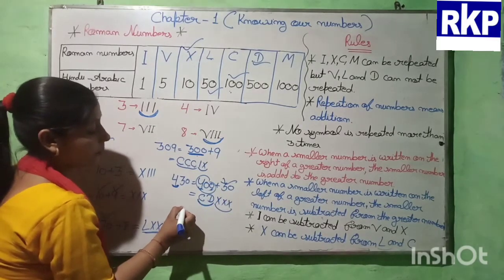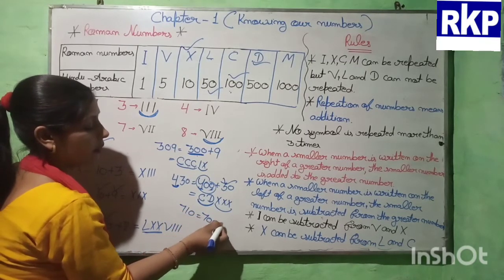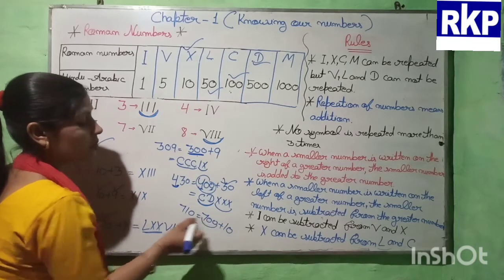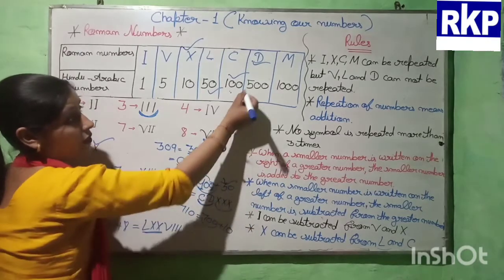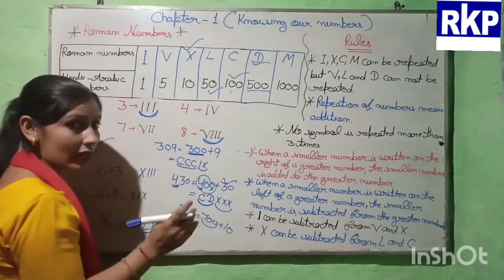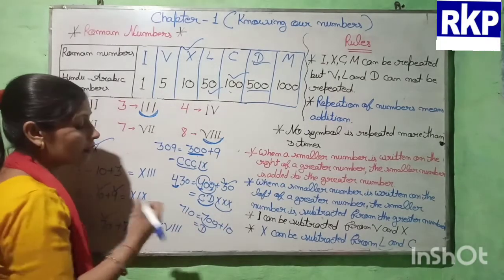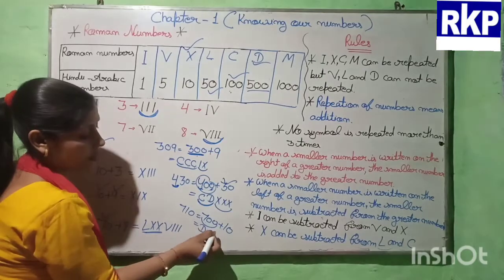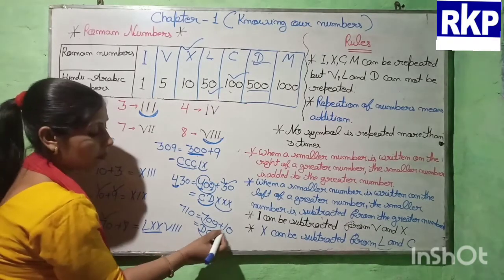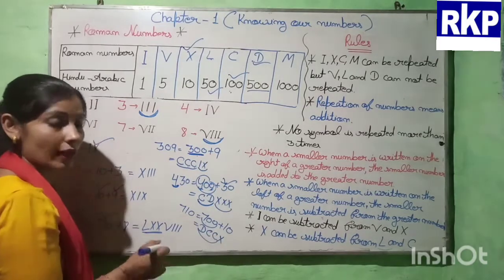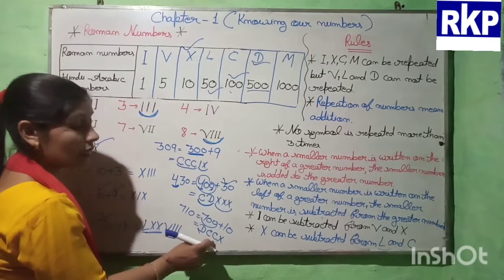If I write here 710, then 700 plus 10. First we will write 700. And how can we write 700? First we write 500, means 500 plus 200. So first we will write D, then add 200, so CC. DCC means 700, and plus 10. So we will write X on the right side of this DCC.